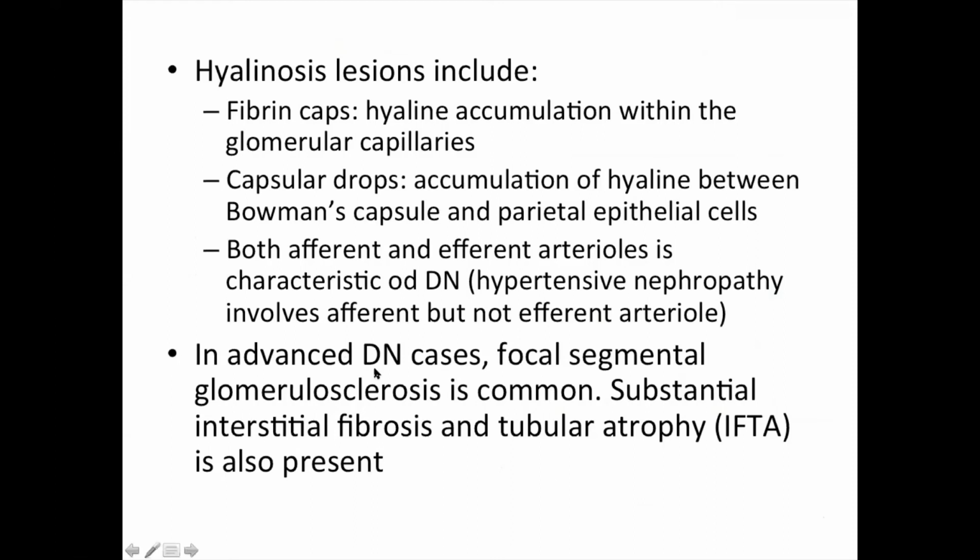In advanced cases of diabetic nephropathy we may have FSGS, because as you know, FSGS can be either primary or secondary. One of the secondary causes of FSGS is diabetes, and hypertension. And we also have substantial interstitial fibrosis and tubular atrophy.